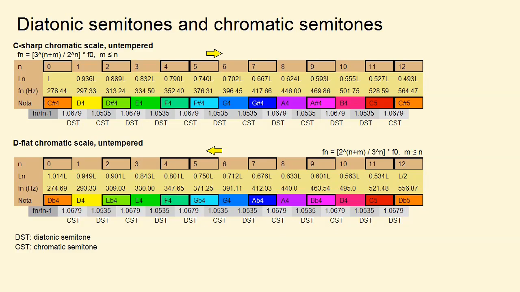Note also that in the first scale, the C-sharp major scale, in the ascending interval from the note F4 to the note G4, there is first a longer chromatic semitone, and then a shorter diatonic semitone, and that in the scale of D-flat, in the descending interval from the note G4 to the note F4, there is first a shorter chromatic semitone, and then a longer diatonic semitone.